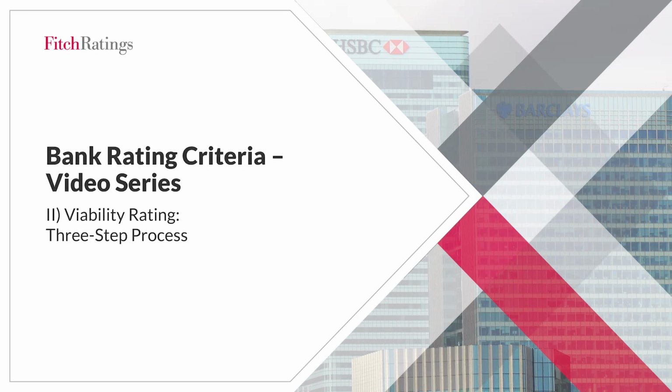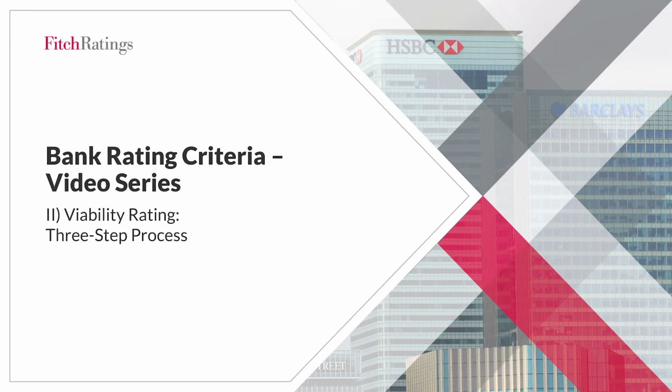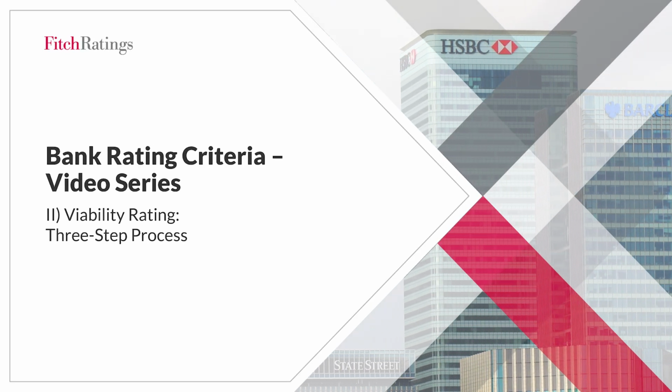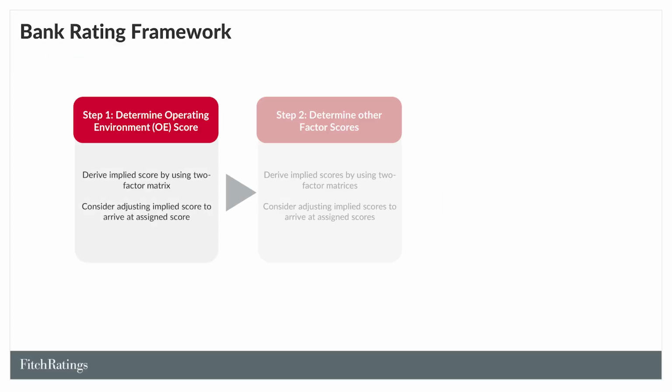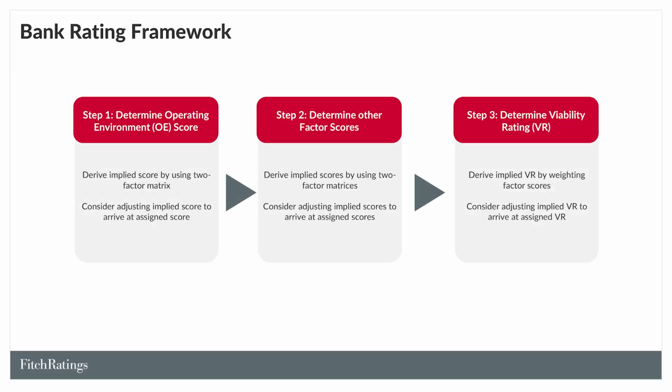In this short video, we're going to look at the process to determine viability ratings for banks. The process to assign a viability rating, or VR, can be broken down into three main steps. First, we determine a score for a bank's operating environment, or OE. Then we derive scores for 6 other rating drivers. Finally, we combine the 6 scores to derive the VR.